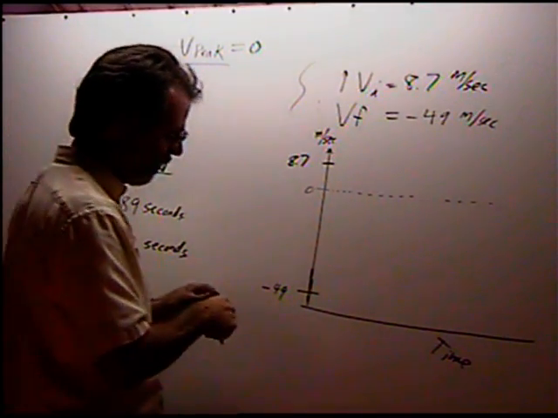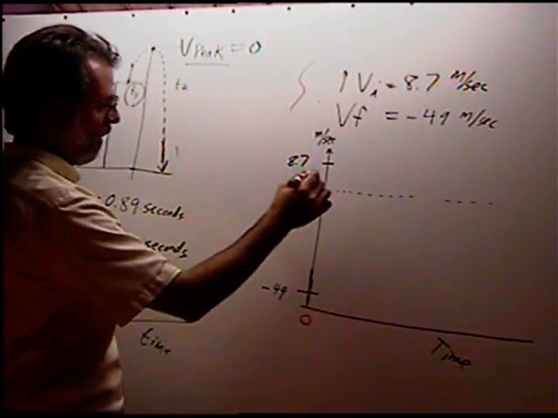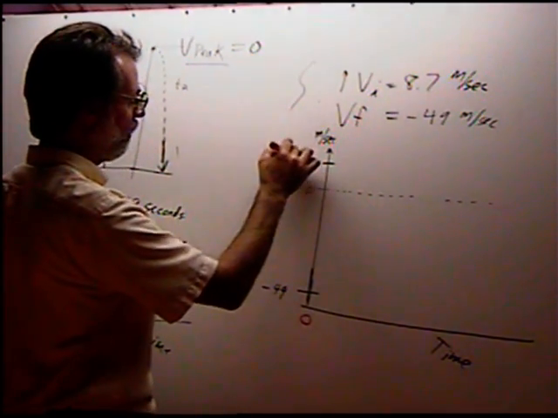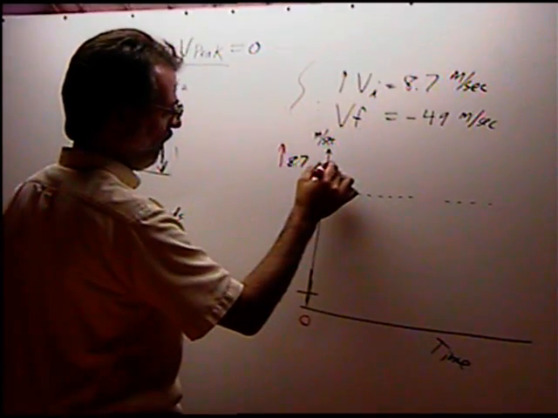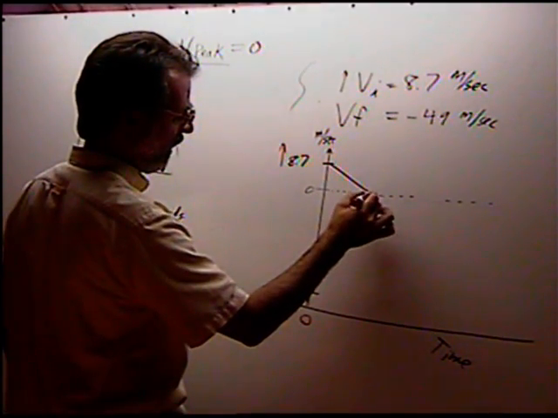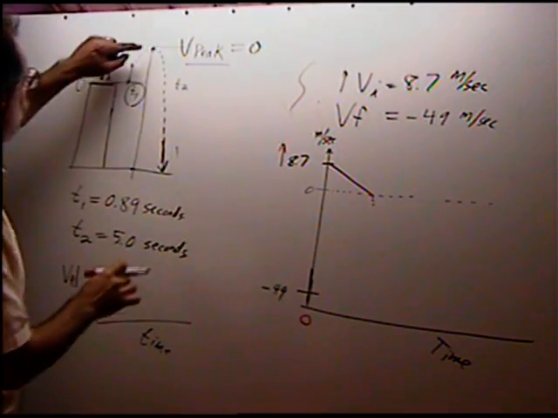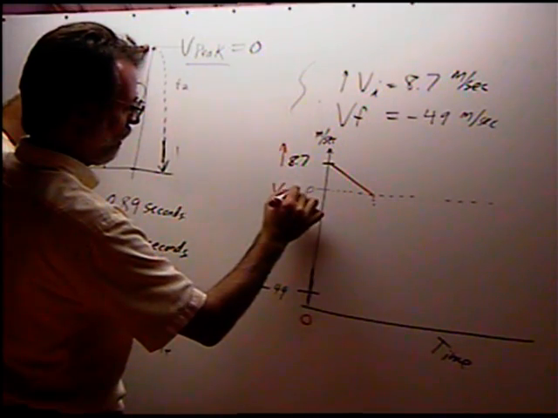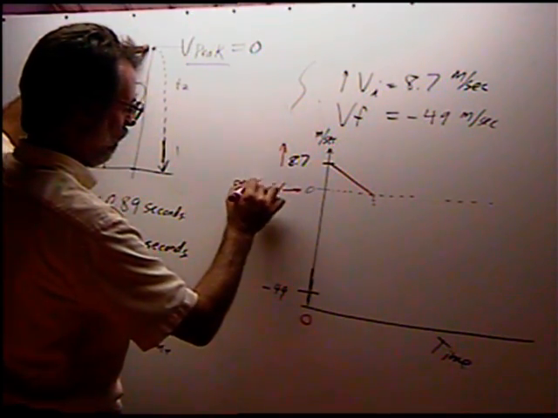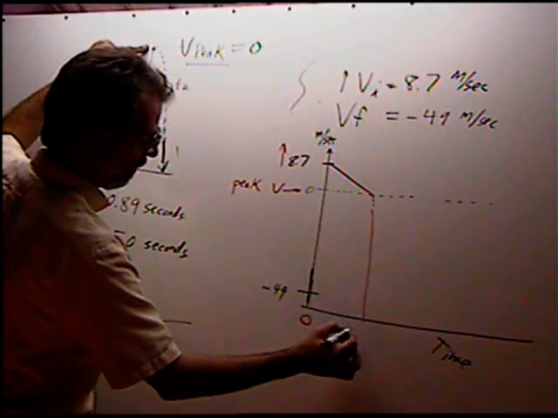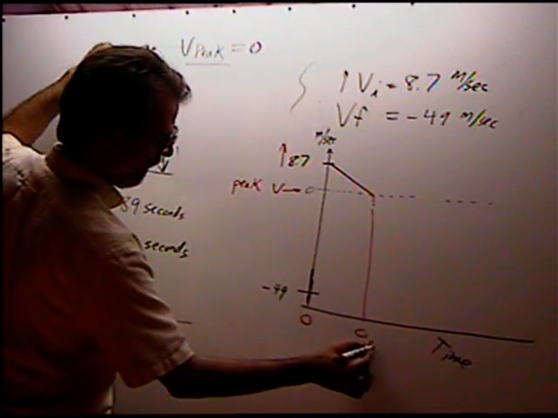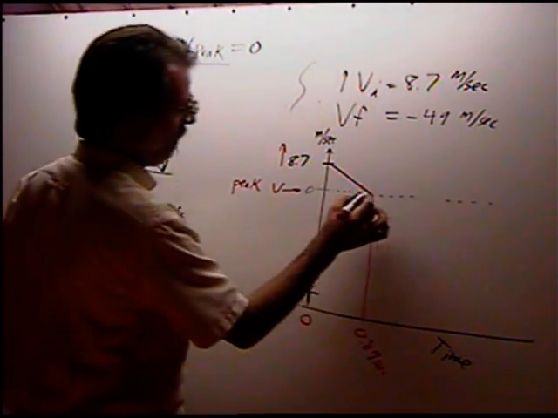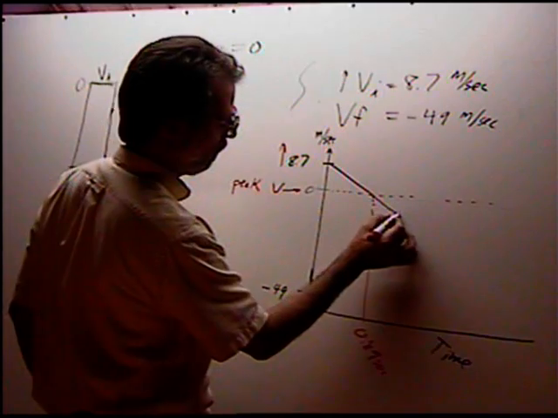So at t equals 0, the velocity is 8.7, and it's up. And then it comes here. And this time, when we get to the very peak, is when we have 0 velocity. Remember, the velocity right here is 0 at the peak. That time is 0.89 seconds.